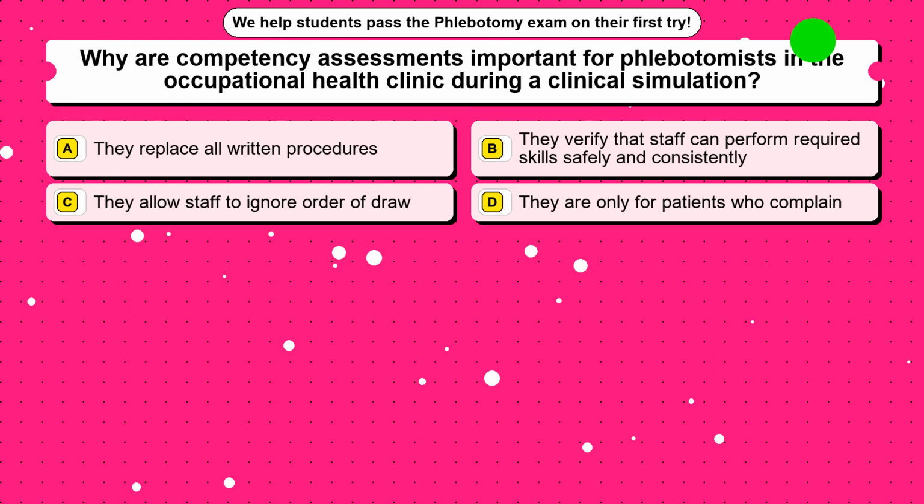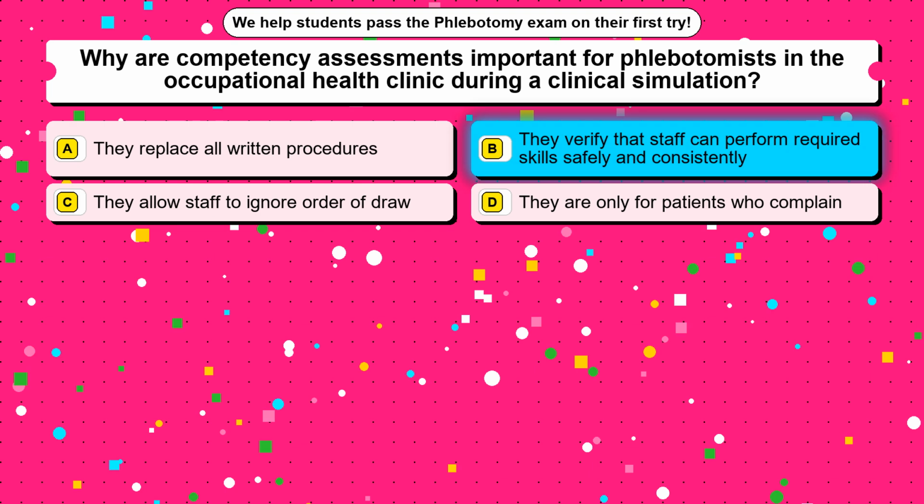Question 68. Why are competency assessments important for phlebotomists in the occupational health clinic during a clinical simulation? Option A. They replace all written procedures. Option B. They verify that staff can perform required skills safely and consistently. Option C. They allow staff to ignore order of draw. Option D. They are only for patients who complain. The correct answer is option B.